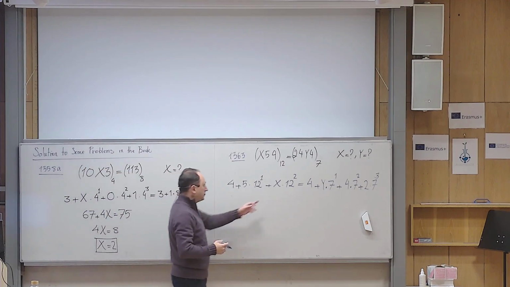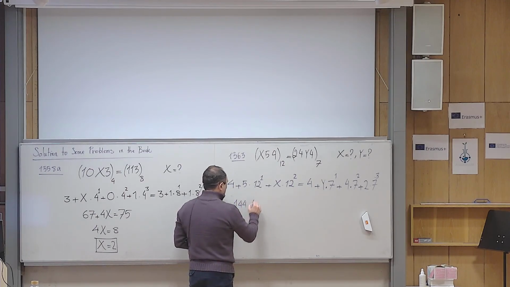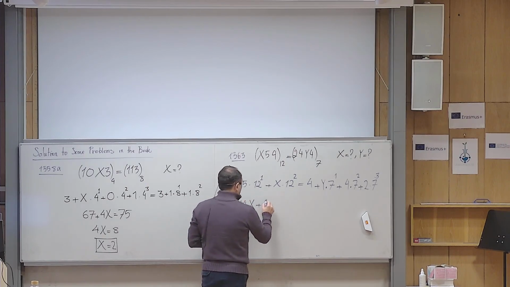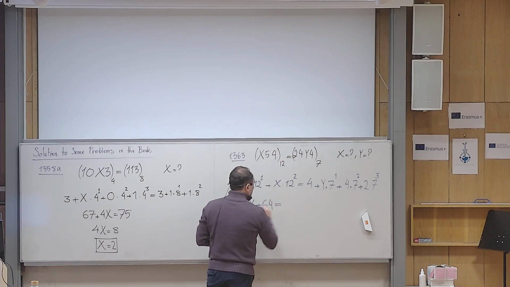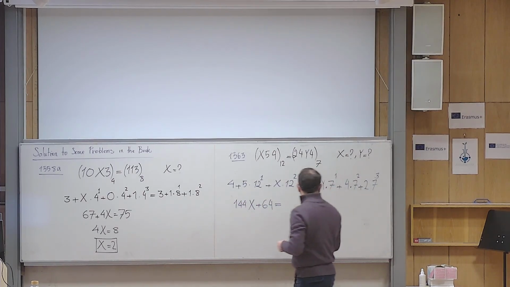Let us simplify things. This is 144, so 144x. Let us calculate this in our head. Yes, this is 60 and this is 4. So that is good, not hard. 64. The right hand side is a little bit problematic, but let us calculate things, yes?